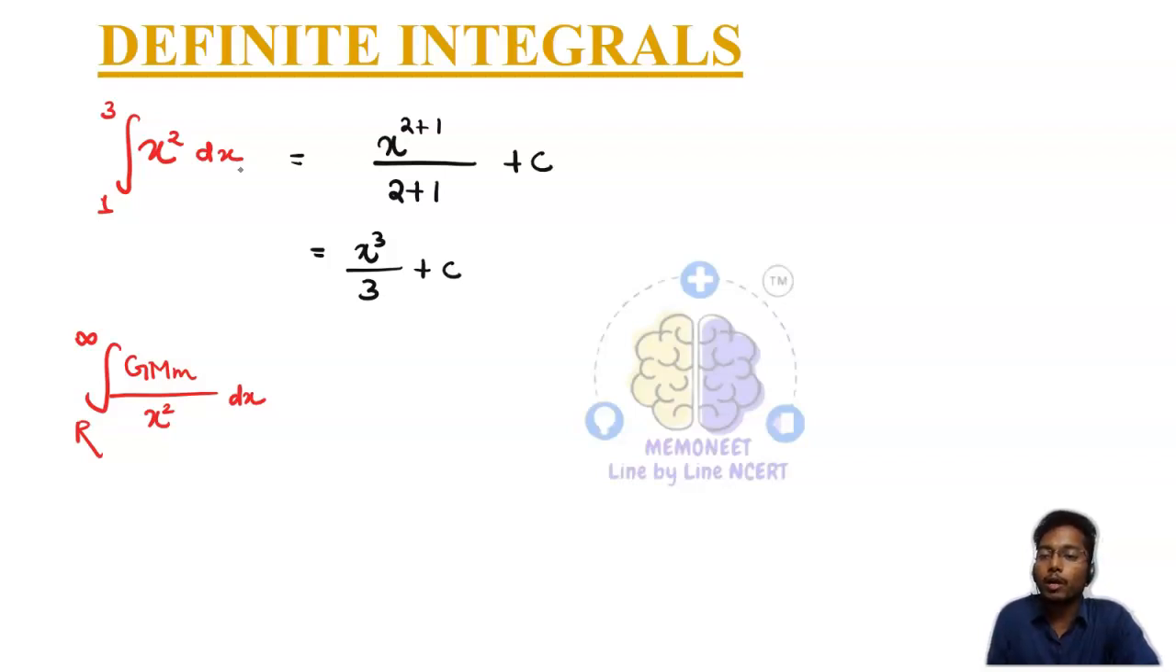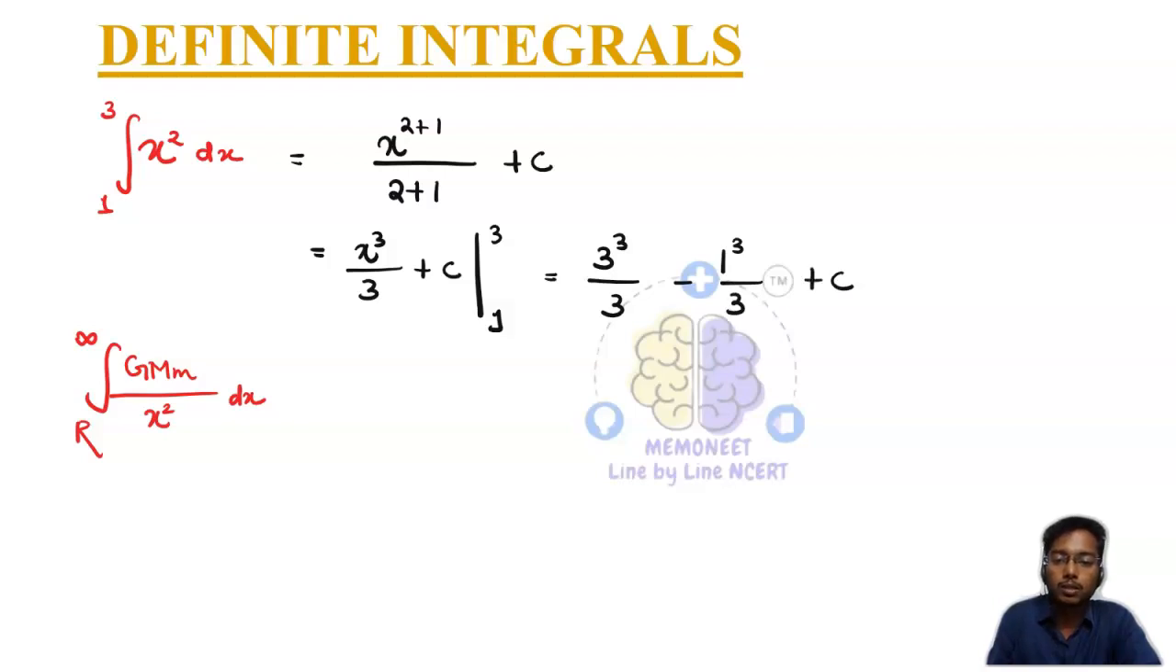But here the lower limit and upper limit are given for the value of x. It means x will vary from 1 to 3, so the answer will be upper limit minus lower limit. In place of x, we put 3 for the upper limit and 1 for the lower limit. So 3 cube upon 3 minus 1 cube upon 3, which equals 9 minus 1 upon 3. So this will be our answer.